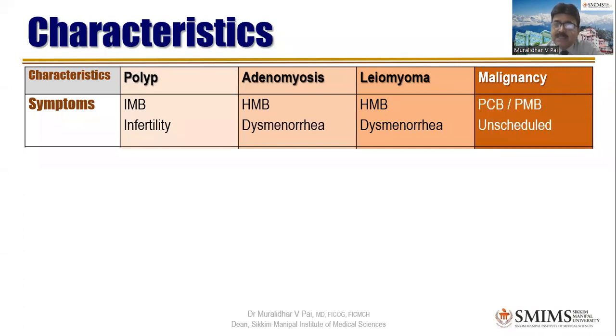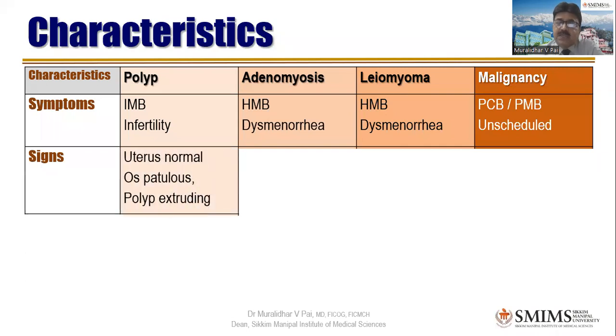As far as malignancy is concerned, there is the typical post-coital bleeding in carcinoma cervix, or post-menopausal bleeding in case of endometrial carcinoma and other carcinomas. Unscheduled bleeding is the pattern because of surface bleeding.